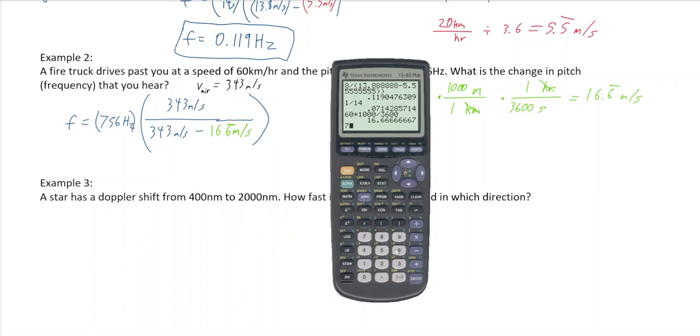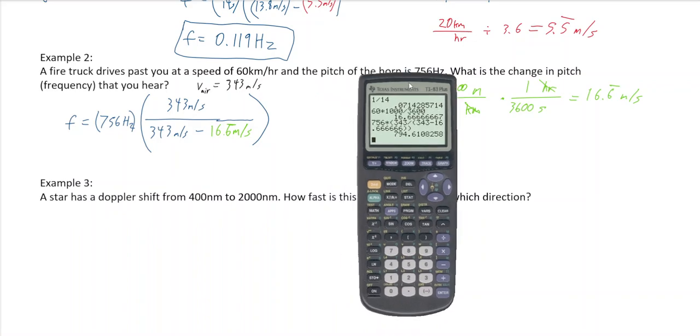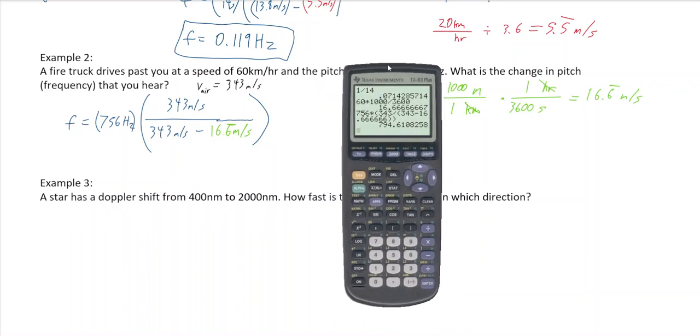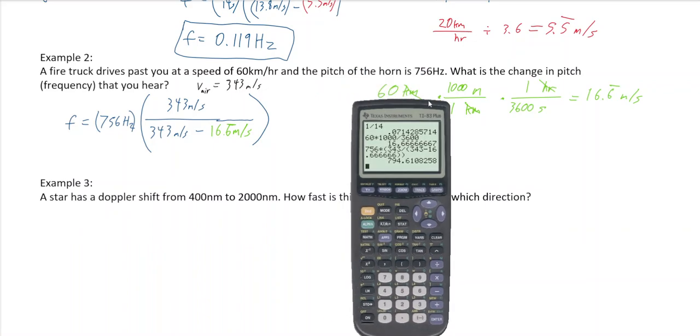So we're going to have 756 times 343 over, and then we're going to have to put in brackets 343 minus 16.666666, bracket, enter. And so we get frequency as 700, it's moving past you. So here's the thing. It's past you. What is the change in pitch that you hear?